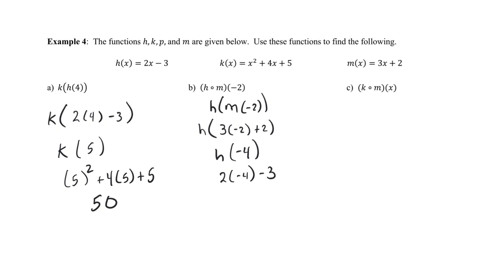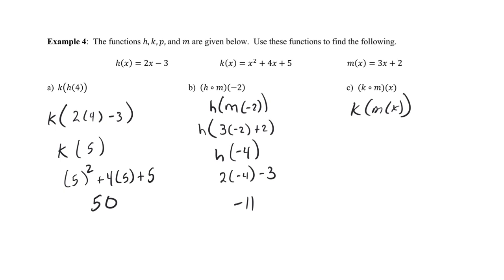Composite. I'm mixing functions together to make a new product, okay? What is that? Negative 8 minus 3 is negative 11. And last but not least, rewrite it. So this time, I'm not putting a number in. I'm putting in an x, which means my answer is going to have an x in it.